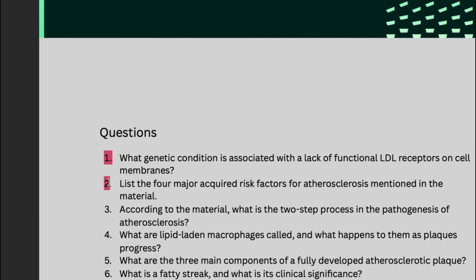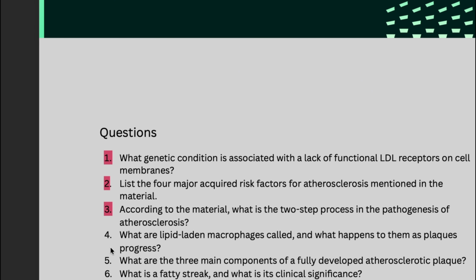So question 2, list the 4 major acquired risk factors for atherosclerosis mentioned in the material. So for any of the material could be like the notes that we had or any case study that's presented, and the answer for that would be hypercholesterolemia, smoking, hypertension, and diabetes mellitus. Let's look at question 3.